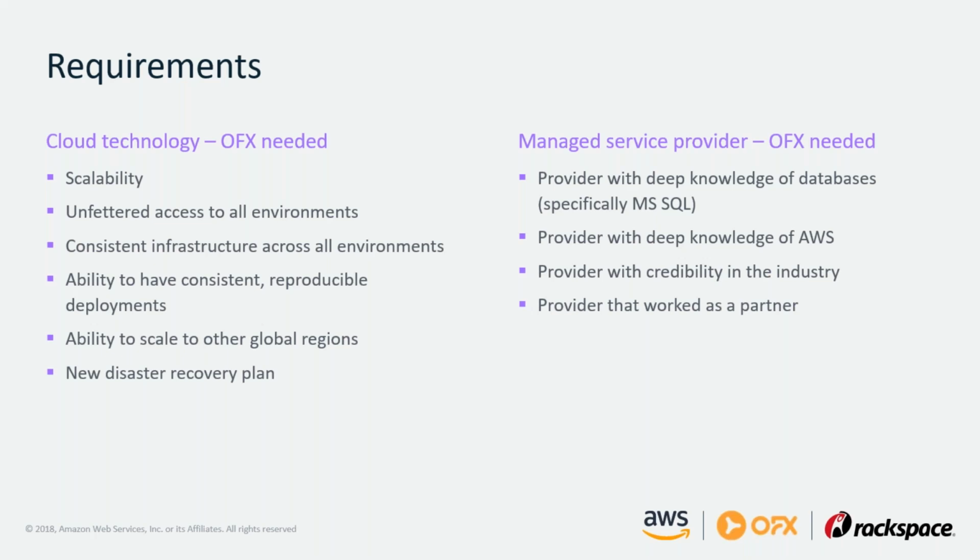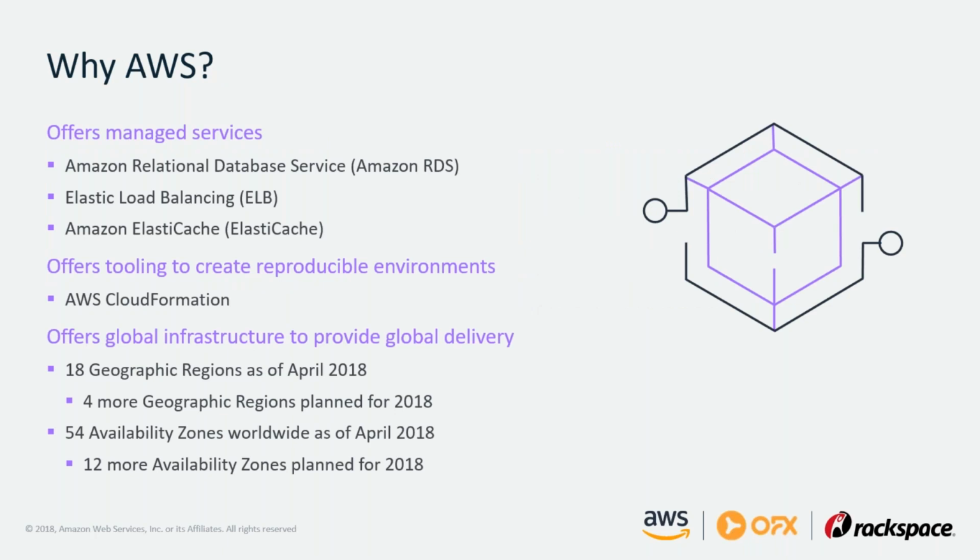So let me tell you why they chose AWS. Okay, so they chose AWS because number one, they offer managed services. We talked about how they need to offload a lot of their management. So they needed managed services like Amazon RDS, Elastic Load Balancing, ElastiCache. They needed, again, for these reproducible environments, they felt CloudFormation was the answer.